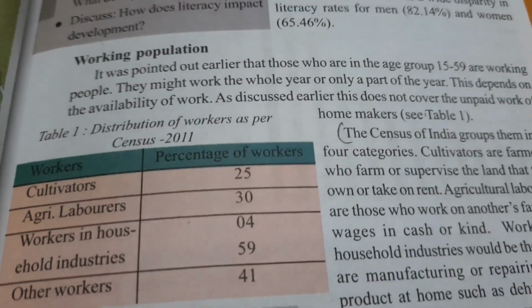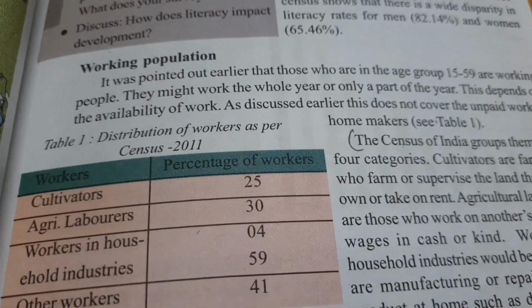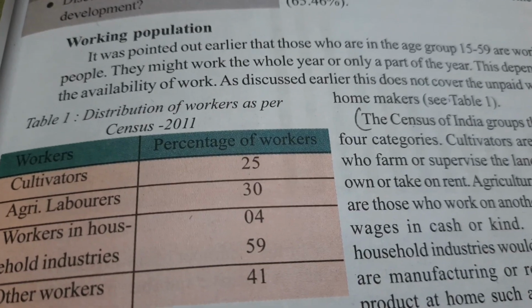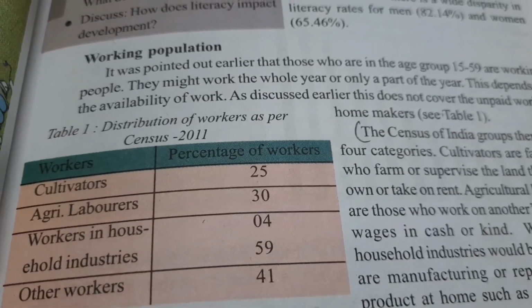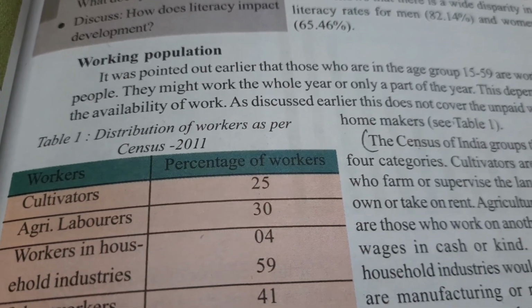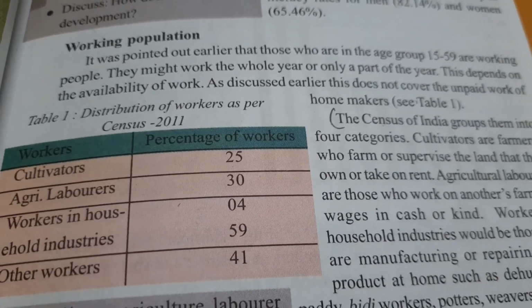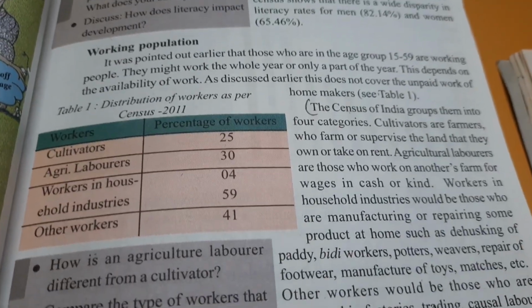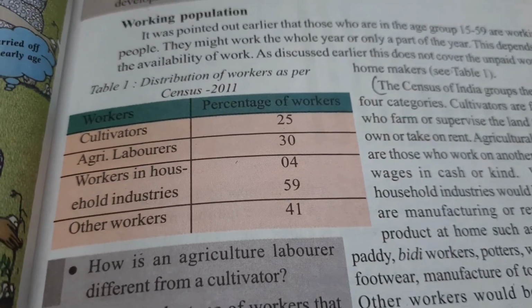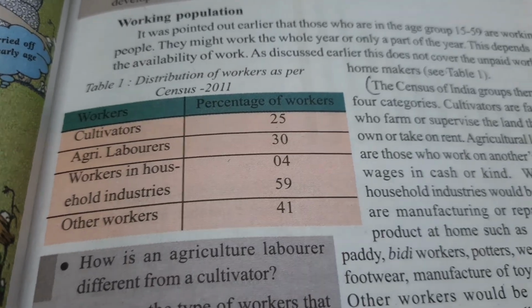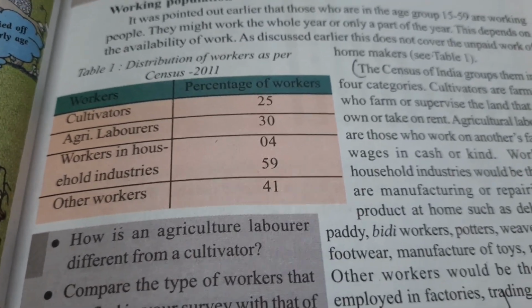I have already explained that the census gives us the structure of our country's population, and depending on the structure of our country's population, it is divided into 3 groups: children, working group, and aged group.